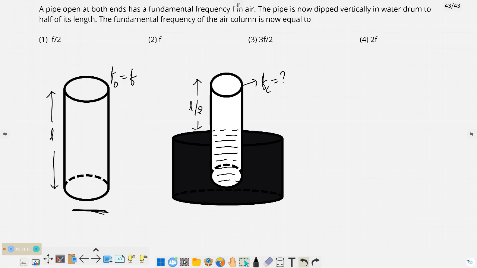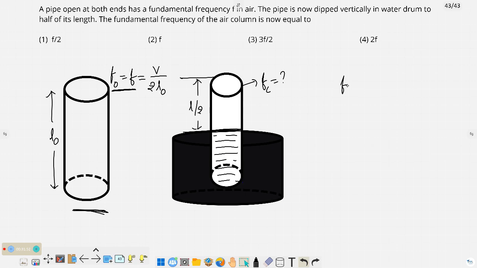In this case, the fundamental frequency of the open pipe is F. The fundamental frequency formula we have to know is V by 2 into L. Otherwise, if you want, you can take the length as L naught. Now the same pipe is immersed into water. How much length? We immersed it up to half, L by 2. When it is immersed in the liquid, what happens? It acts like a closed pipe. When it acts like a closed pipe, they are asking for the fundamental frequency of the closed pipe.